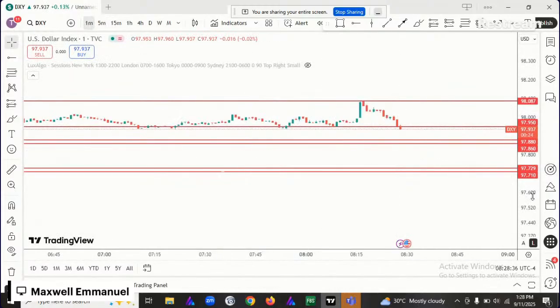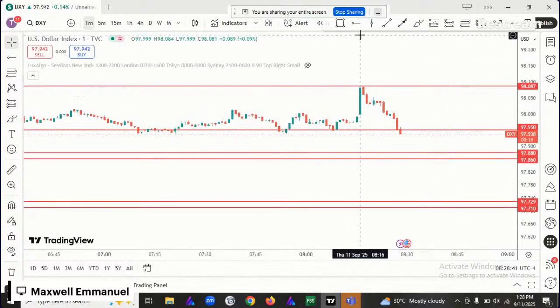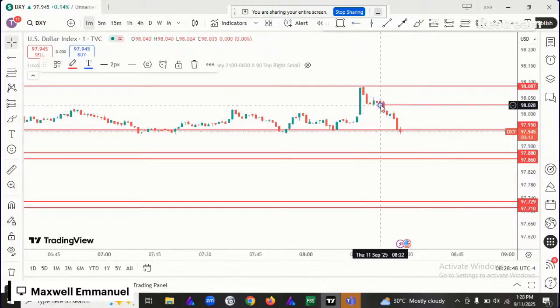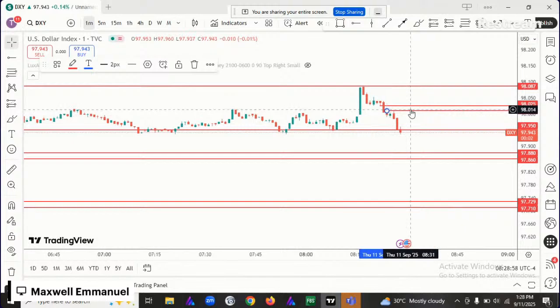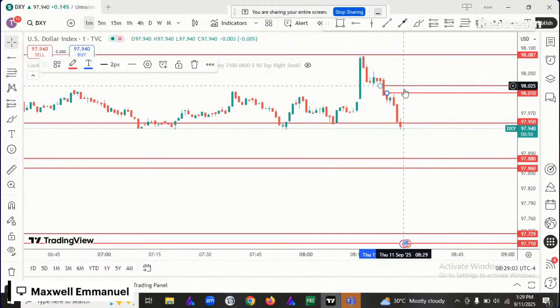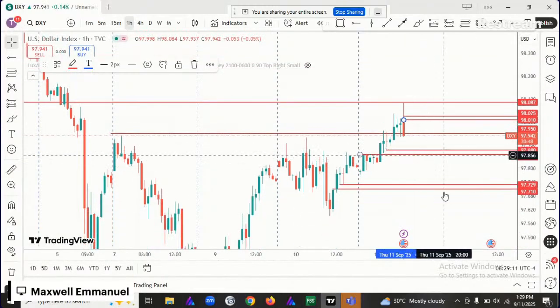If it is negative for the dollar, don't jump in and start selling. I would advise you wait for price to do a little retracement to this fair value gap. This is where you should look for sells. If it is bullish for the dollar, wait for price to retrace to one of these fair value gaps before you buy. I hope that is clear.